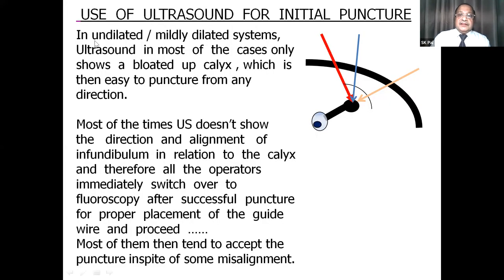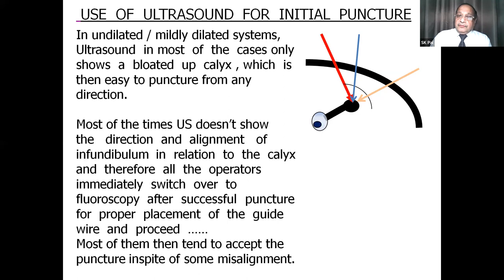And once you are puncturing the calyx, if it was undilated and you had not seen the infundibulum, you might puncture this bloated-up calyx in this direction, or in this direction. In any way, you will enter that particular calyx. If you are using a Terumo guide wire, which is the most commonly used hydrophilic guide wire, it will come through this needle, hit the target here, and then nicely go inside. And in the two-dimensional image of fluoroscopy, you will feel that the guide wire has gone in smoothly, but it is at a 90 degree angle. You will be making a track in this direction.